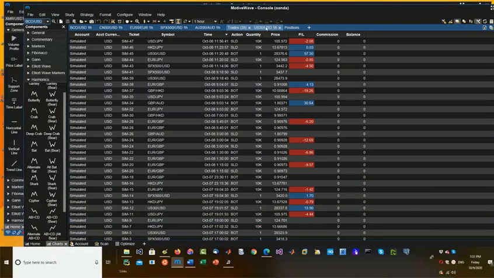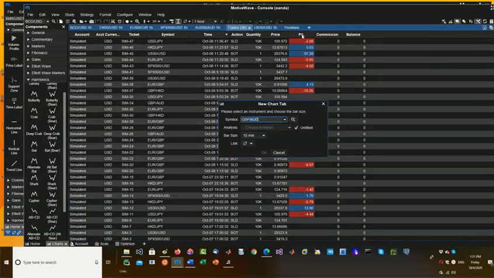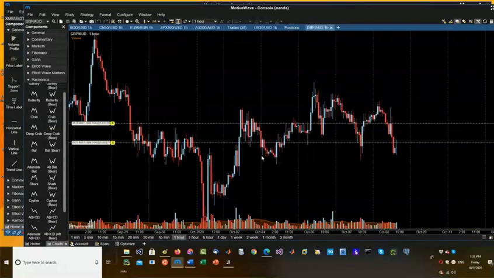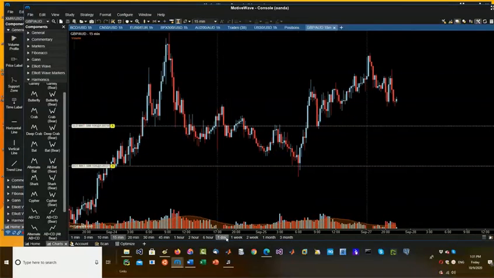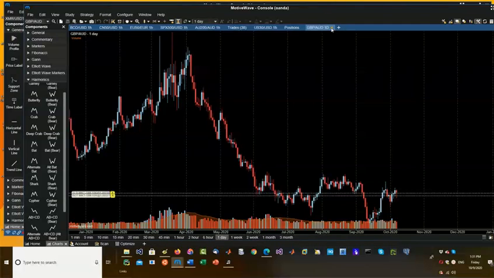Charts, here we go, GBP Australia dollar, 1 hour. That might be the best pair out there right now. I think I got lucky on that. I don't like the looks of that. 15-minute daily. No, not really.